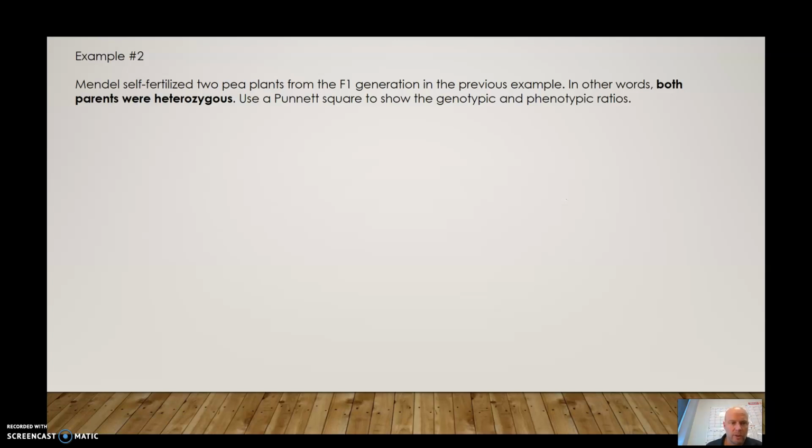So the first thing we want to do here is figure out what our alleles represent. And in this case, the dominant gene, Y, is going to be equal to yellow. And the recessive gene, lowercase y, is going to be equal to green. After we've determined that, we're going to write the genotypes of the cross.